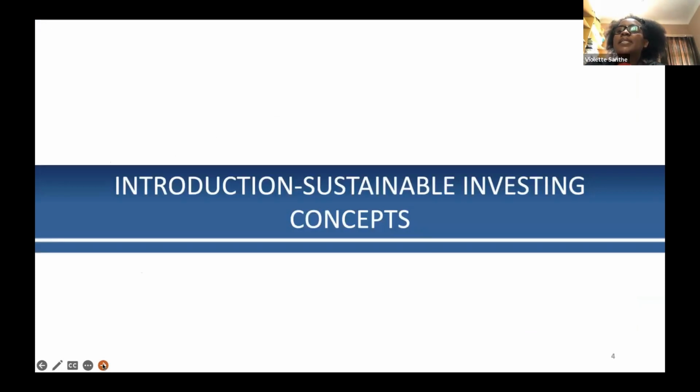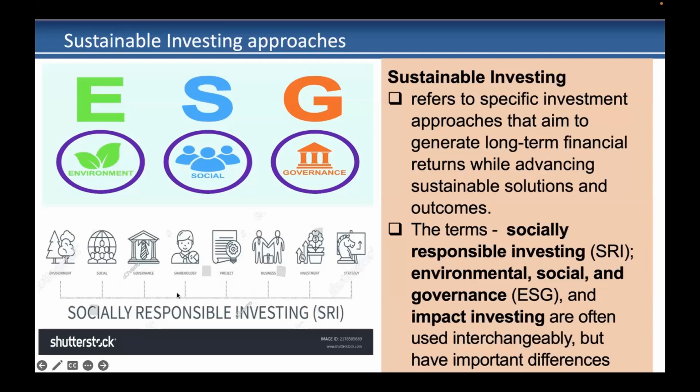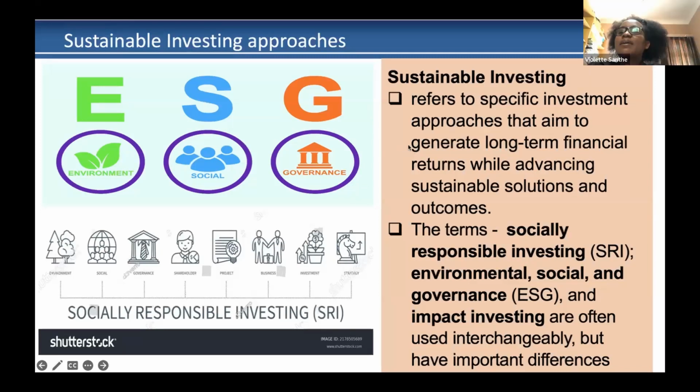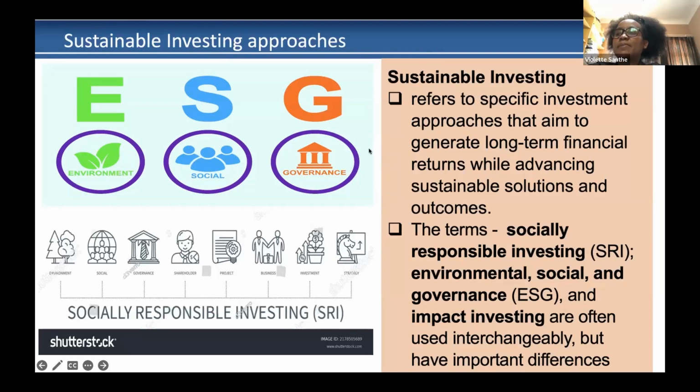Now, on the sustainable investment concepts, I want us to look at a few areas which make up what sustainable investing is all about. So we'll start with the definition. What is sustainable investing? Sustainable investing refers to specific investment approaches that aim to generate long-term returns while advancing sustainable solutions and outcomes.